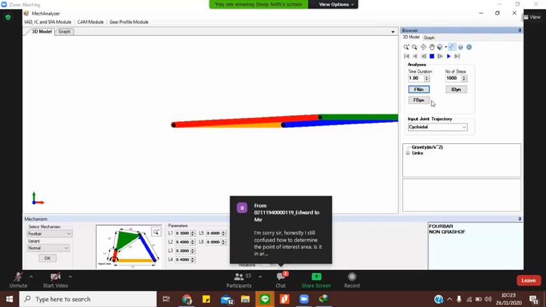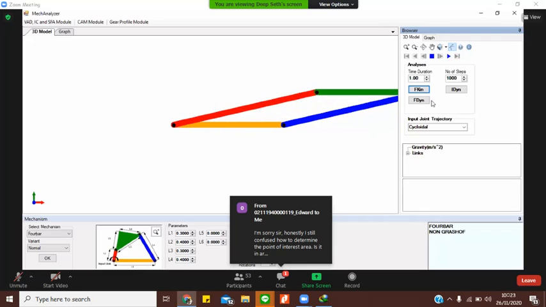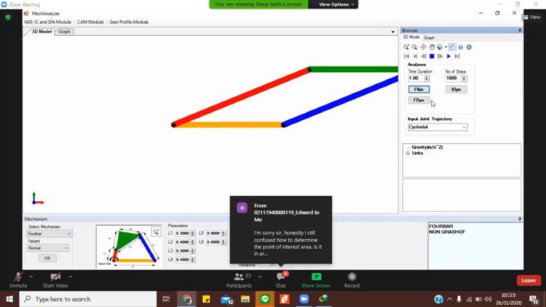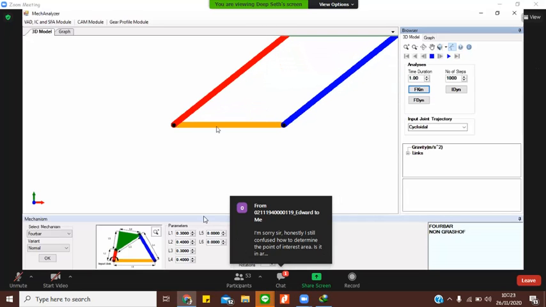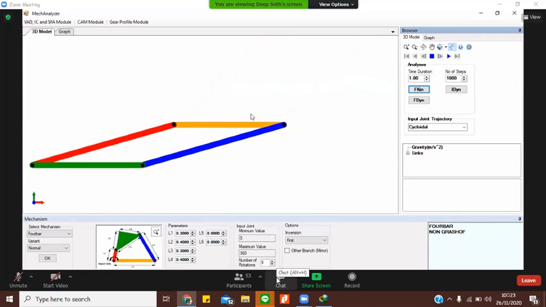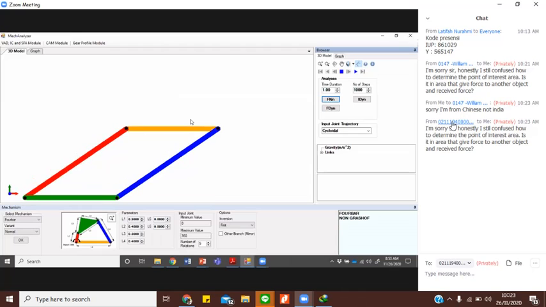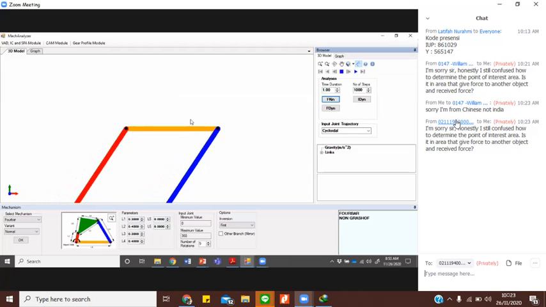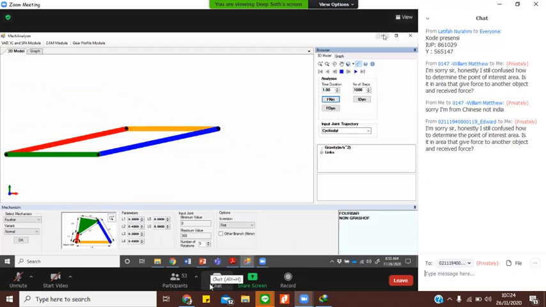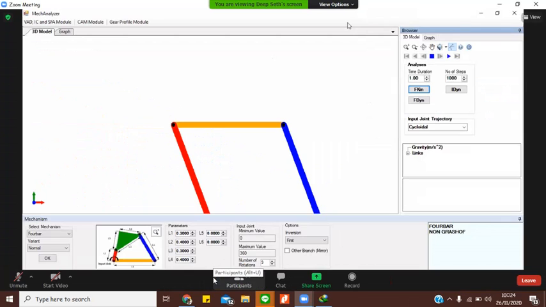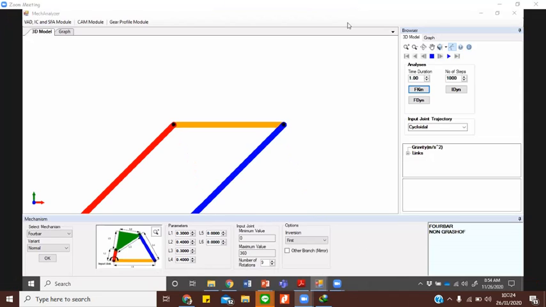You can see. So something is out of screen. I don't have mouse. Otherwise, I could have made it smaller. Okay. So this is your link is moving. Okay. So this is your parallelogram linkage. Okay. Let's move to our slide.